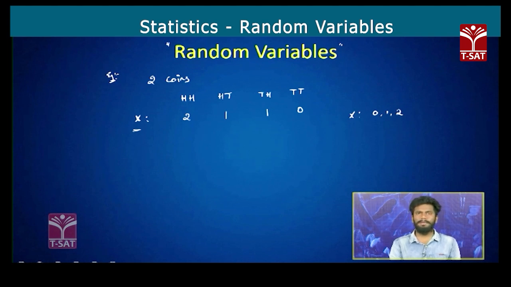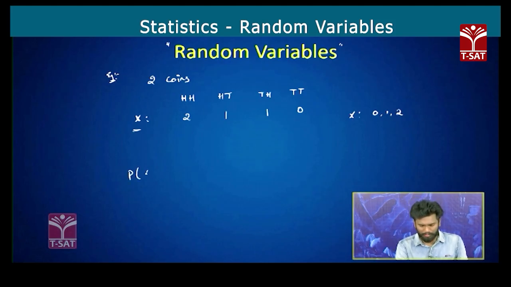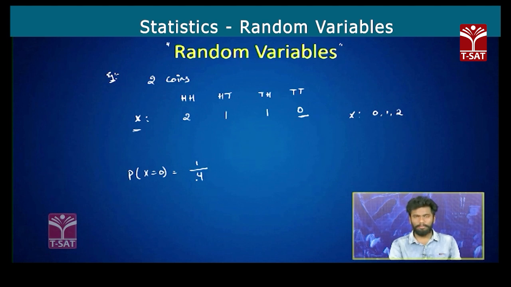Now, how to determine the probabilities when the random variable is given like this? Probability of x is equal to 0. So, probability when x is equal to 0, what is its meaning? Probability of 0 heads occurring. 0 heads, how many times does it repeat here? Only one time, divided by total number of outcomes, that is 4. So, the probability of getting 0 heads is 1 by 4.